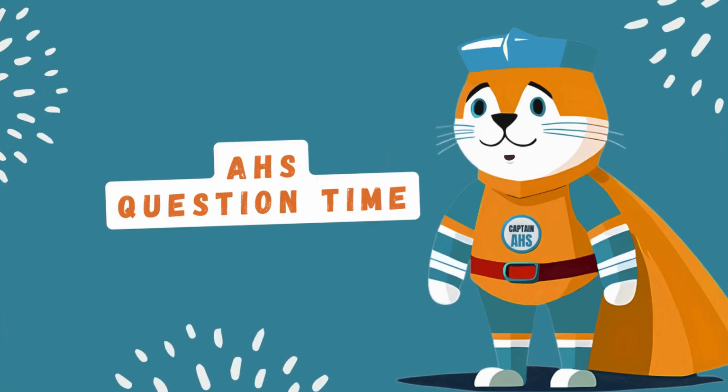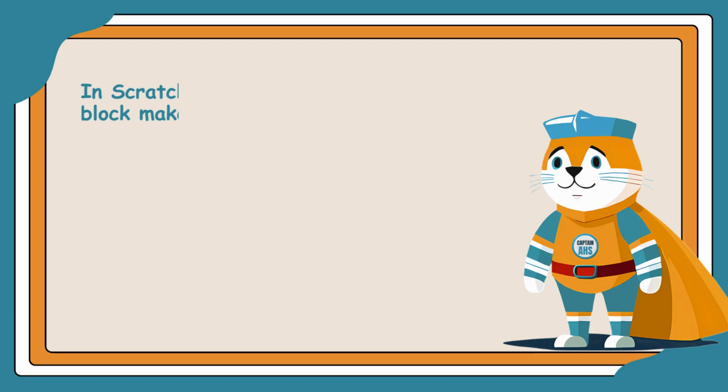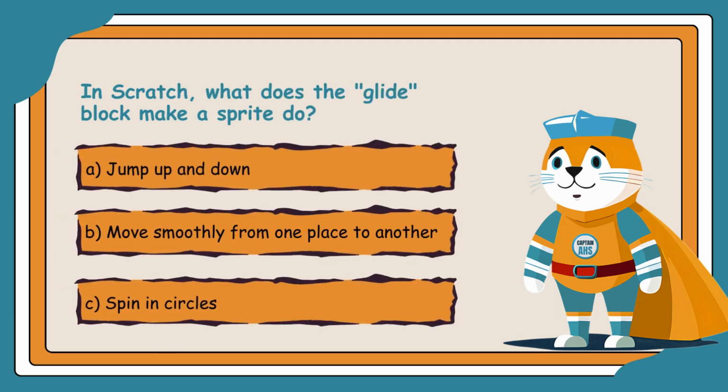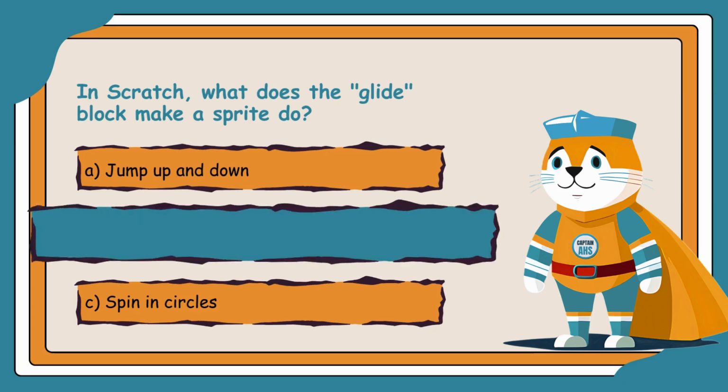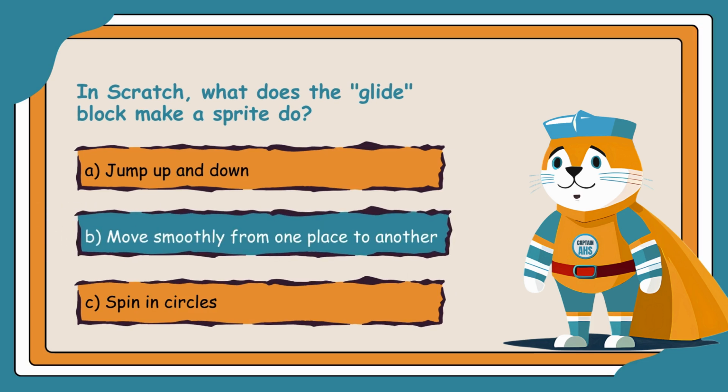Now it's time for the quiz. In Scratch, what does the glide block make a sprite do? Option A, jump up and down. Option B, move smoothly from one place to another. Option C, spin in circles. Option B, move smoothly from one place to another.